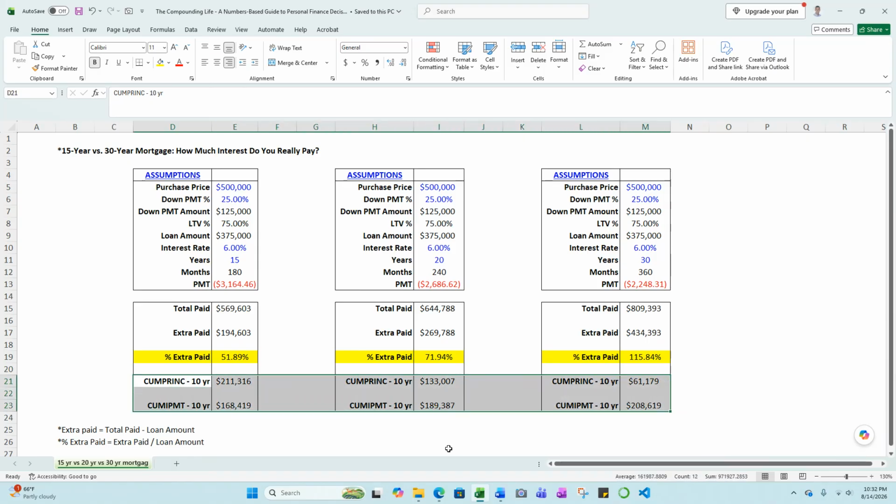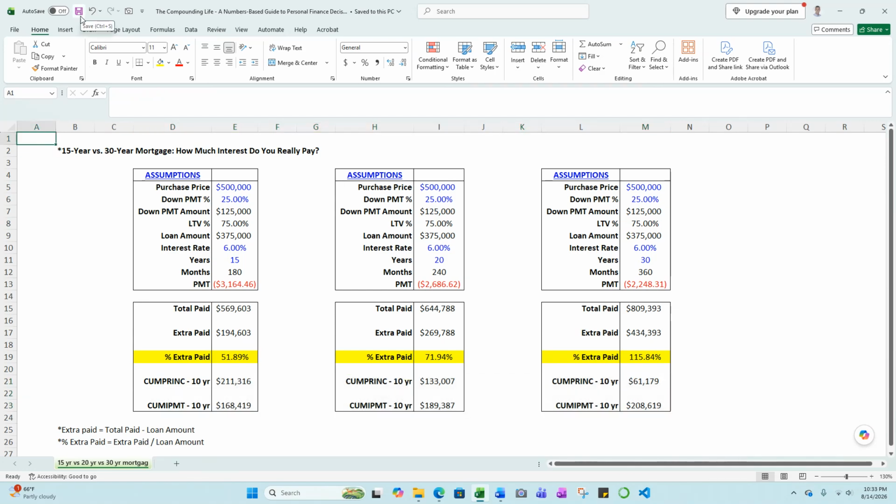Basically, the total amount of principal paid for a 15-year mortgage in this assumption scenario is $211,000. In the 20-year example, it's $133,000. And then in the 30-year example, it's approximately $61,000. And the amount of interest for the 15-year mortgage is $168,000 over a 10-year period. For a 20-year mortgage during that same 10-year period, it's $189,000. And then for the 30-year mortgage, it's about $208,000 paid in interest. So this just gives you a quick breakdown comparing these loans to each other.